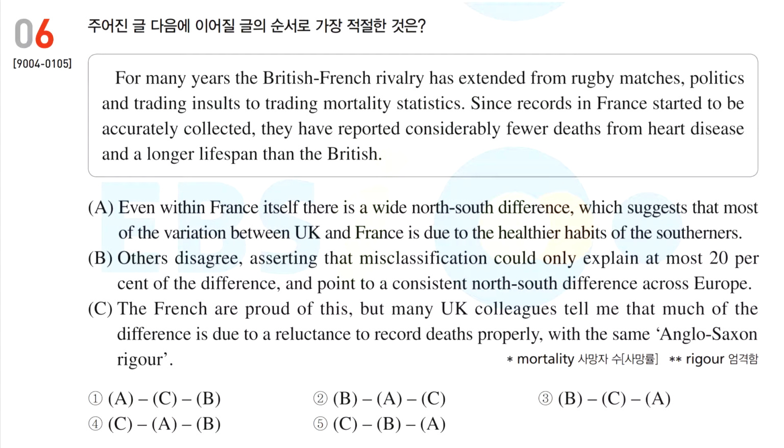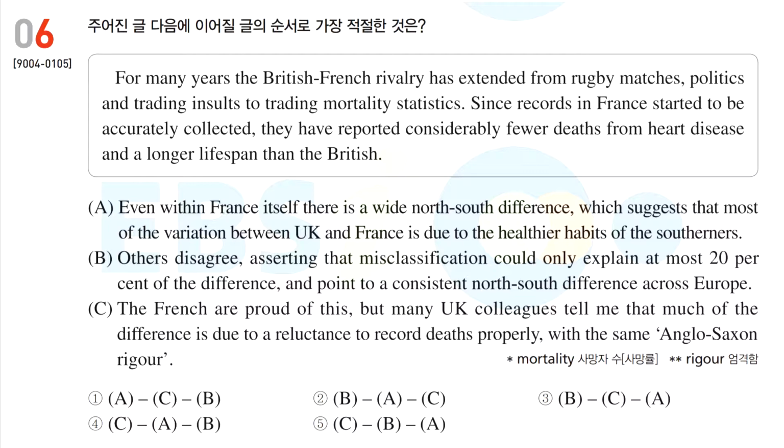Exercise 6. For many years, the British-French rivalry has extended from rugby matches, politics, and trading insults to trading mortality statistics. Since records in France started to be accurately collected, they have reported considerably fewer deaths from heart disease and a longer lifespan than the British. The French are proud of this, but many UK colleagues tell me that much of the difference is due to a reluctance to record deaths properly, with the same Anglo-Saxon rigor.